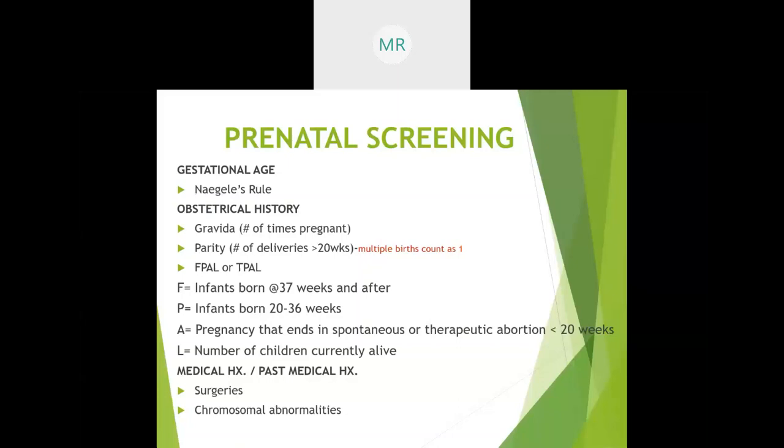So again, to repeat the GYN history, going on the medical history and the past medical history with the surgeries and the chromosomal abnormalities, we're talking about last PAP, which is abnormal or normal. We're talking about prior infections or STDs, previous surgery, menarche, whether periods are regular, duration, dysmenorrhea, and contraception. We were talking about the contraception, that's so important.